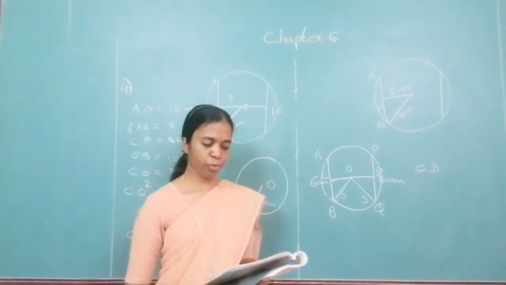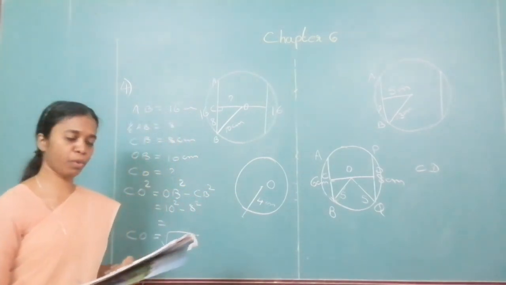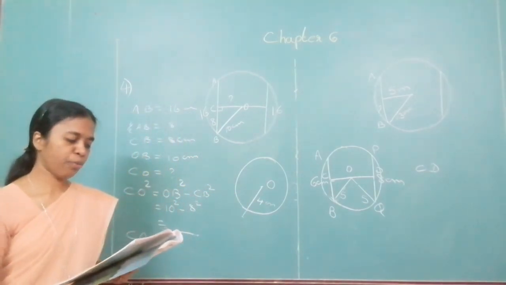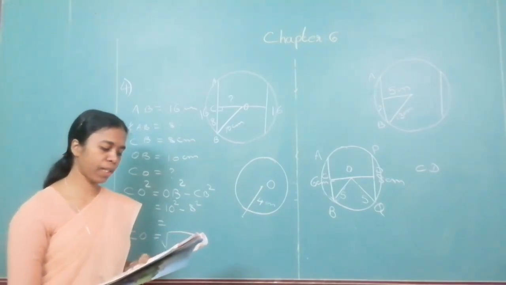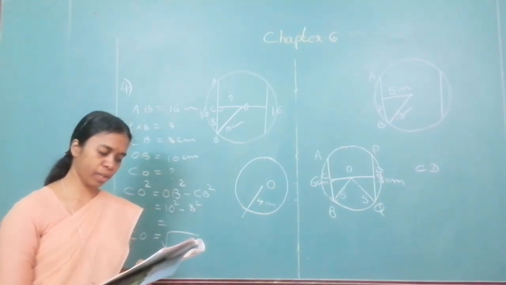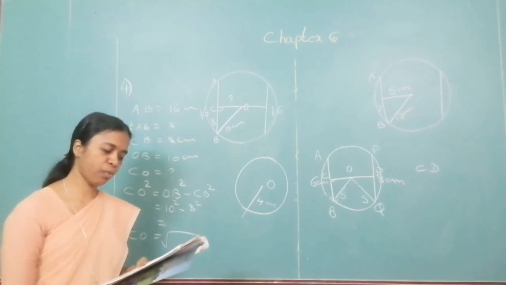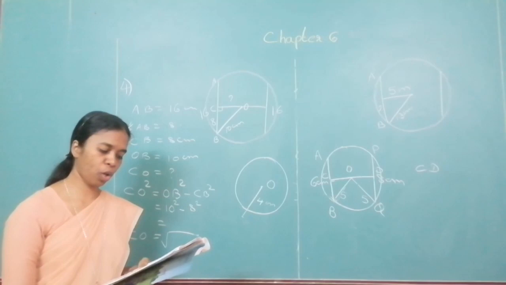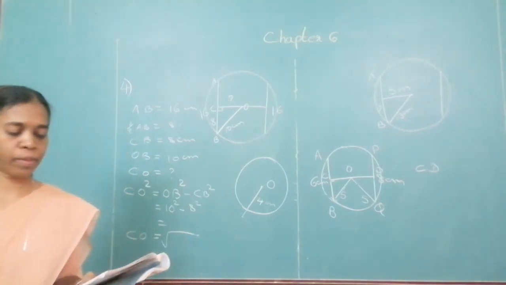Question number 4. In figure 6.19, C is the center of the circle. Segment QT is the diameter. CT is 13 centimeter. CP is 5 centimeter. Find the length of chord RS. Let us see how to do it.